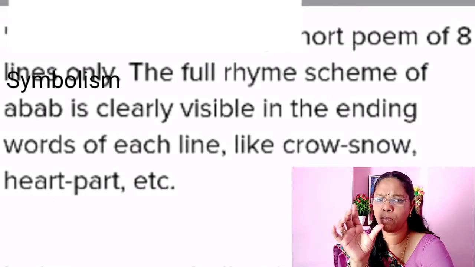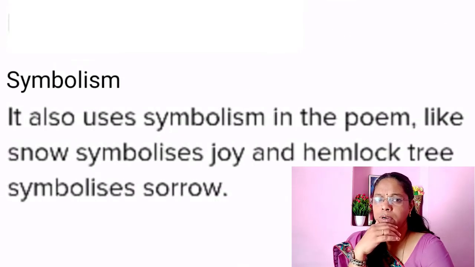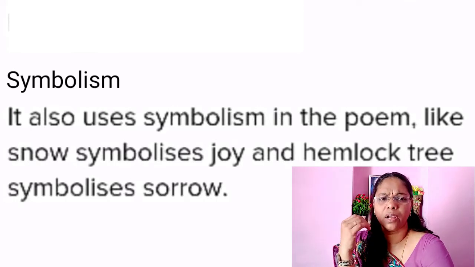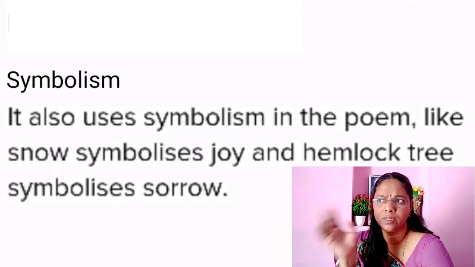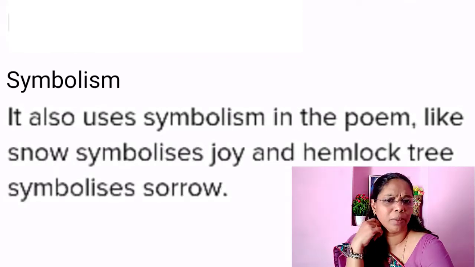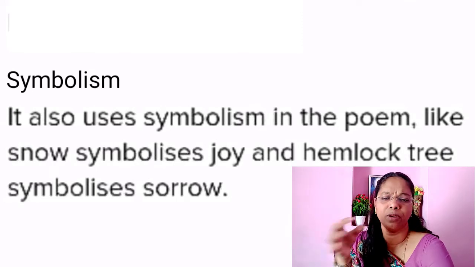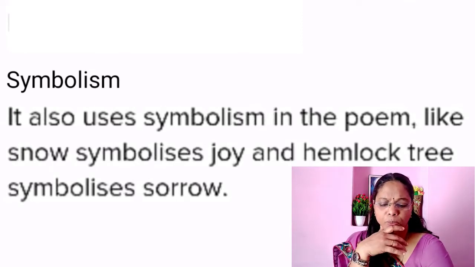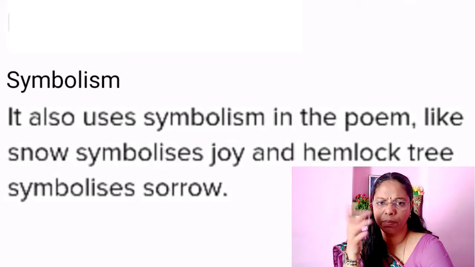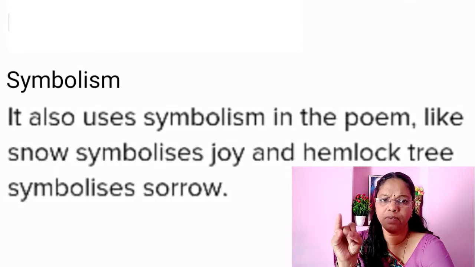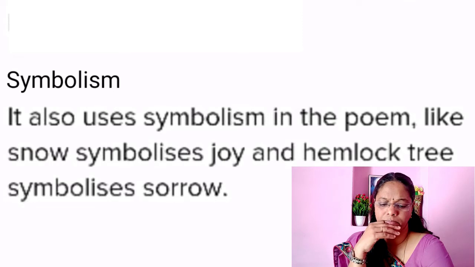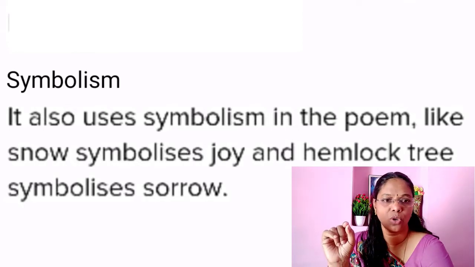These are very small poems. You have to learn them by heart this year. Then only will you enjoy them. All are related to trees and animals, like the tiger. Almost all the poems are about nature only. So please learn them by heart with the name of the poet. The second device we learned is symbolism. The example is snow symbolizes joy and hemlock symbolizes sorrow.